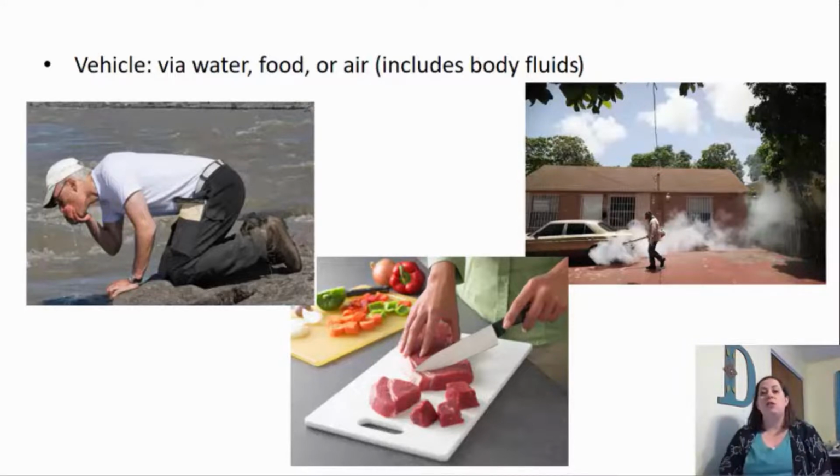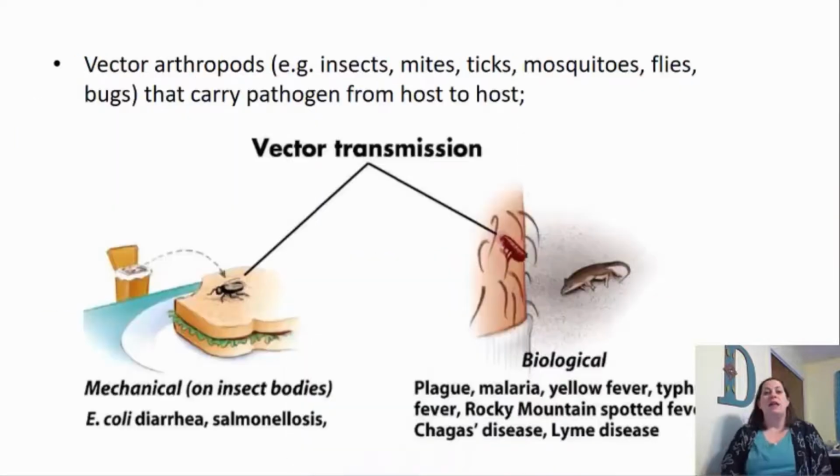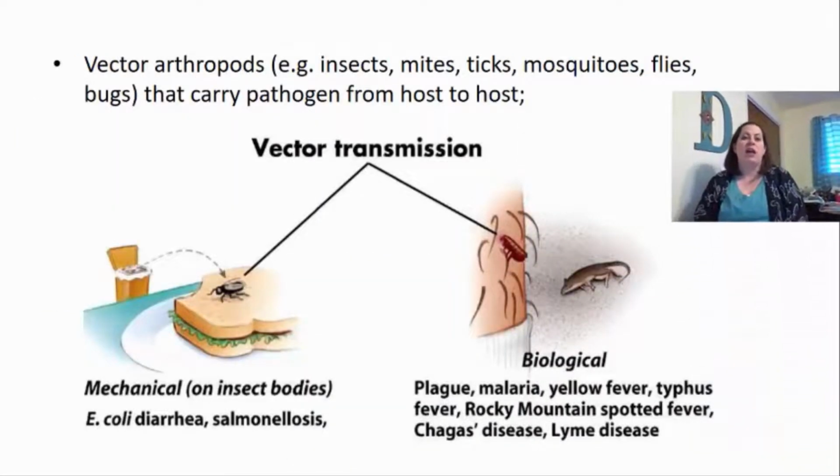We also see that it could be carried in air. Now, this air could be including body fluids like we see with sneezing or coughing, but it could also be where it gets pushed up into the air due to dust and wind and that sort of thing. The last way when we're looking here at transmission is through vectors. Most of our vectors are arthropods. Arthropods have jointed appendages. These are going to be insects, mites, ticks, mosquitoes, flies, and other types of bugs. They carry the pathogen from host to host.